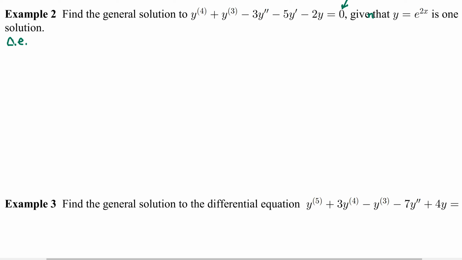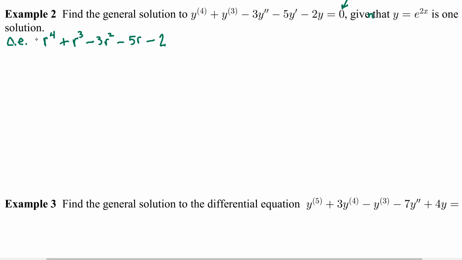Remember, the power on r matches the order of the derivative. So for the y to the fourth term, we're going to write that as r to the fourth. Next term would be plus r cubed minus 3r squared minus 5r to the first. Now be careful about the last term. The last term, you could think of it as the 0th order derivative. So we're going to have minus 2 times r to the 0th.